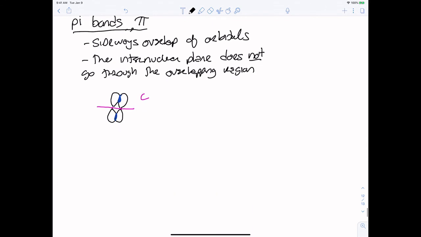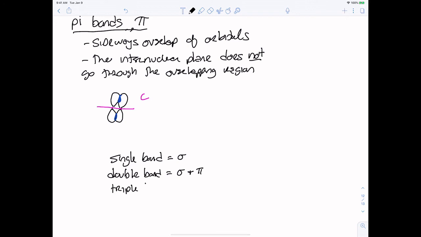So a single bond is always going to be a sigma bond. A double bond, and we're going to draw some of these, is going to be a sigma bond and a pi bond, so one of each. And then a triple bond is going to be a sigma bond and two pi bonds.